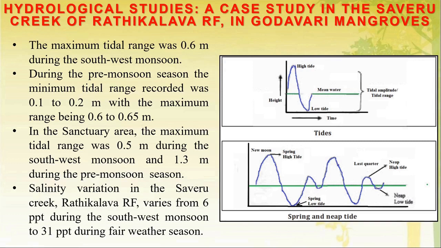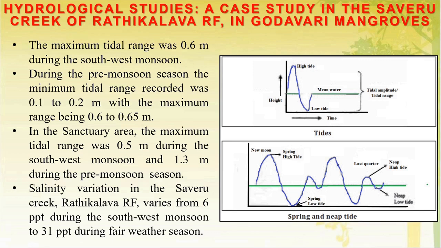During the pre-monsoon season, the minimal tide range recorded was 10 centimeters to 20 centimeters, with the maximum range being 60 centimeters to 65 centimeters. In the sanctuary area, the maximum tidal range was 50 centimeters during the southwest monsoon and 1.3 meters during the pre-monsoon.